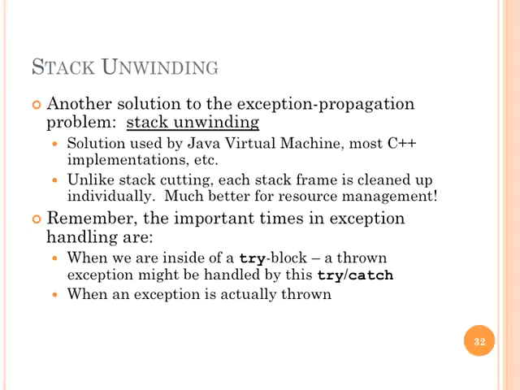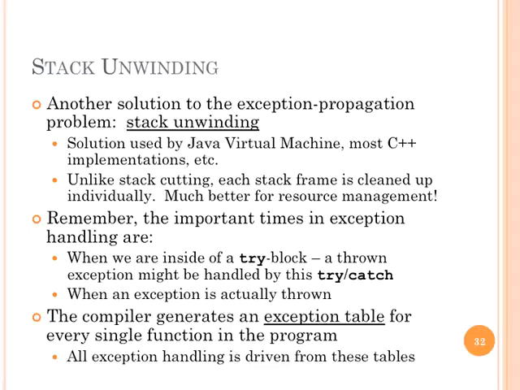Like I say here, when we enter a try, we care because we may need to handle an exception that was generated in that code. And we also care about when an exception is actually thrown. So these are the two cases we need to care about. Remember that there's usually a trade-off between time and space. So in this situation, what the compiler does to support stack unwinding is it generates an exception table for every function in your program. And then all the exception propagation is driven from the exception tables.